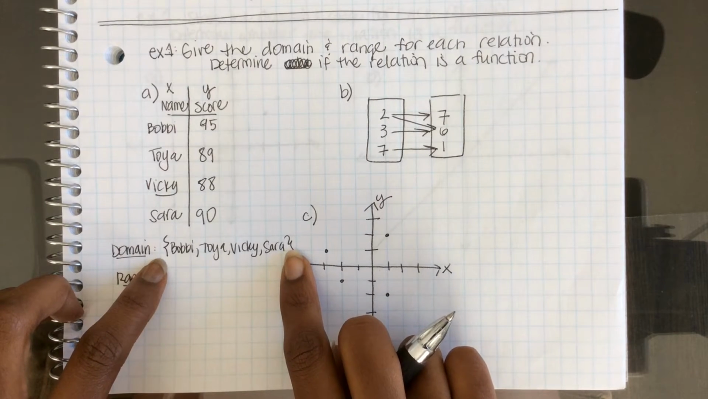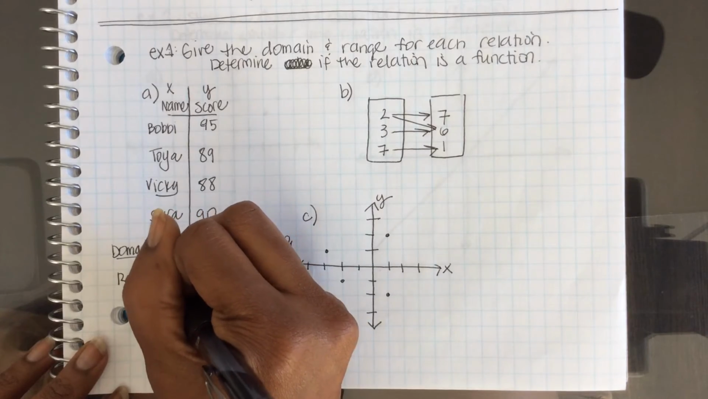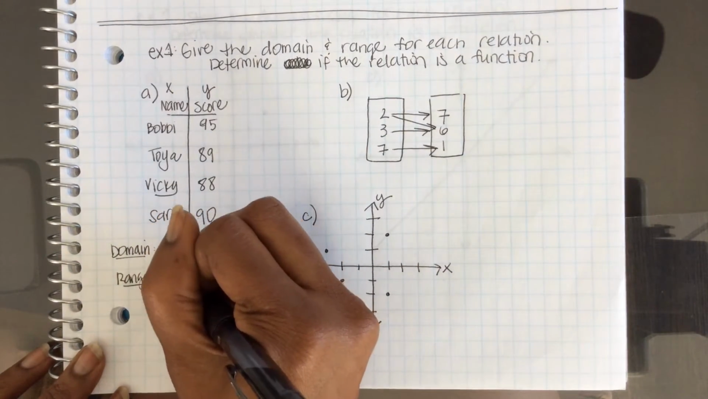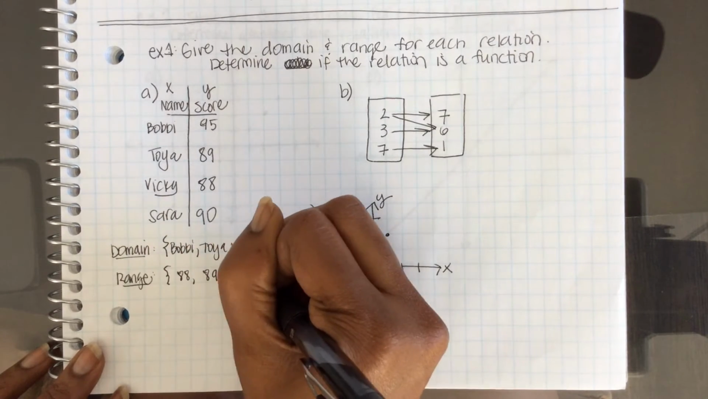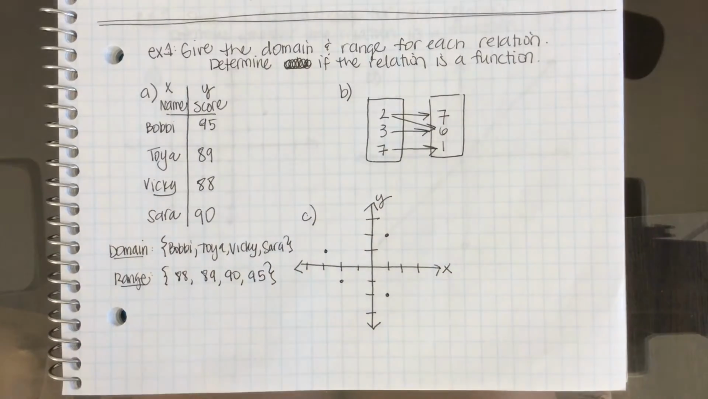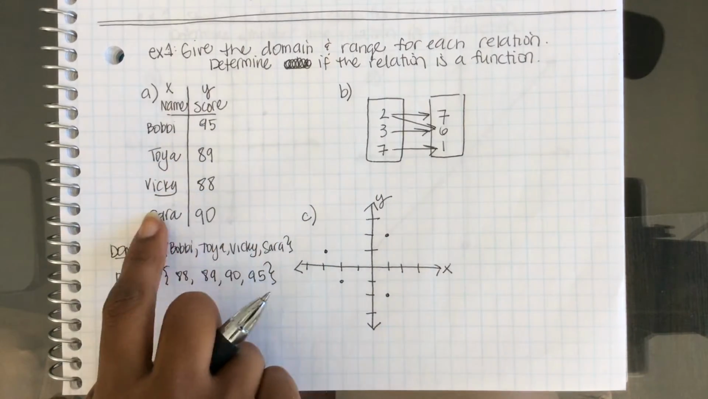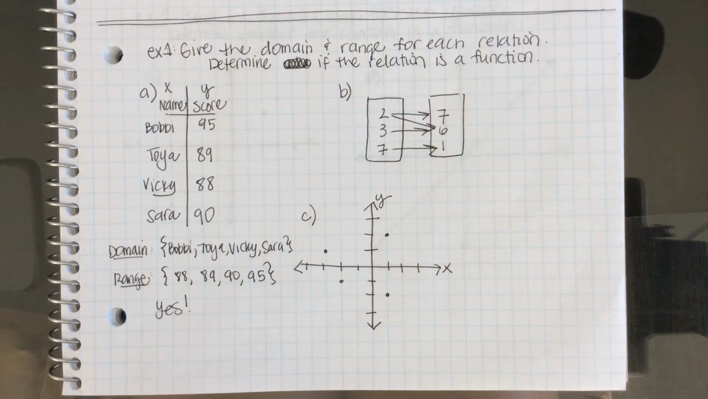Now these are an attempt to do braces. I'm going to draw them a little bit better this time. My range, and we always want to go from least to greatest, 88, 89, 90, 95, the set of my possible range. So I see every x value only maps to one y value. So yes, it is a function.